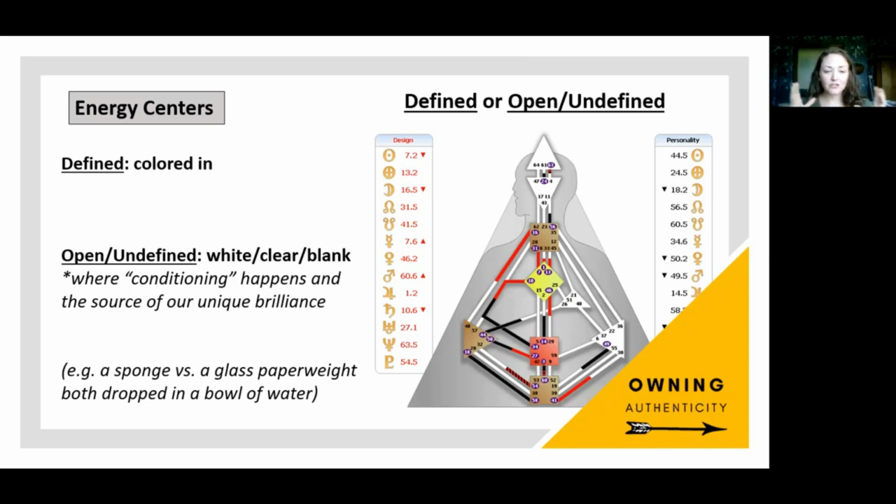So it's like a sponge versus a glass paperweight, and you put them both into water. The sponge is obviously going to take on the water from its environment. The glass paperweight is going to sink straight to the bottom and will not absorb water. And that's the difference between a defined center and an open center. So it's not good or bad. There isn't a right way or a wrong way. It's a matter of understanding how your unique energy functions.